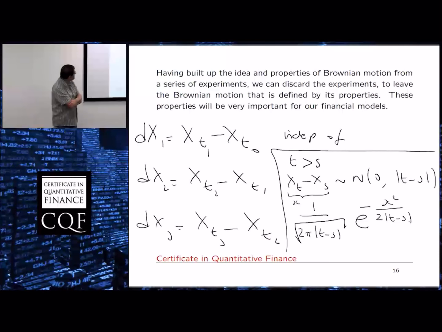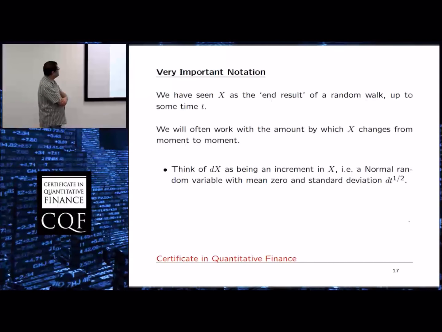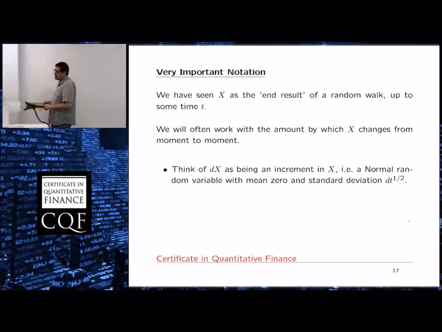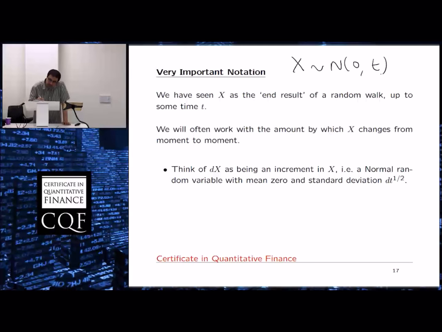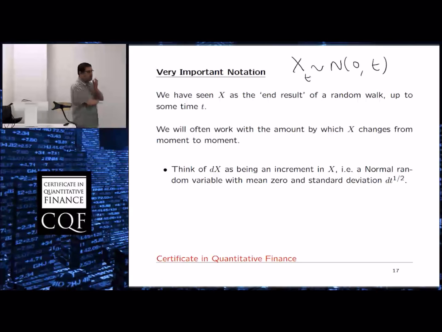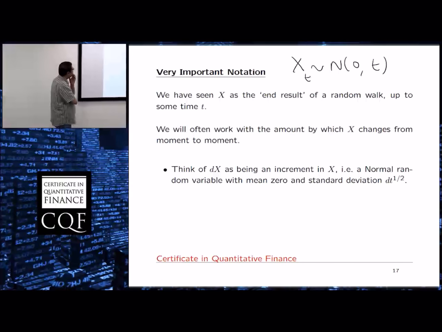Now, let's have a look. These properties were very important notation. The other thing that we need to say is that x behaves like this. So there's a Wiener process or Brownian motion. It's normally distributed with a mean of 0 and a variance of t. So we've seen that.